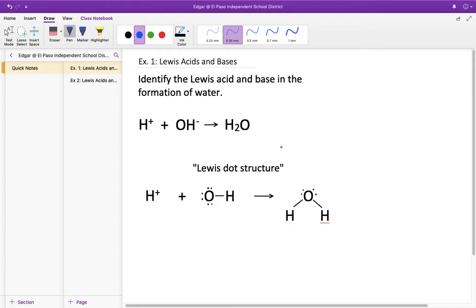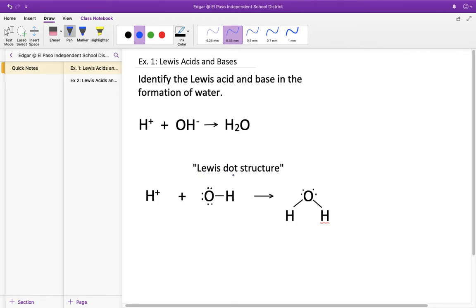Hi class. So the best way to learn Lewis acids and bases is by doing exercises. So let's work on exercise 1. It says identify the Lewis acid and base in the formation of water. So the setup for these kind of examples is going to be the same. There's a question, and then you have the chemical reaction, and then something called the Lewis dot structure.